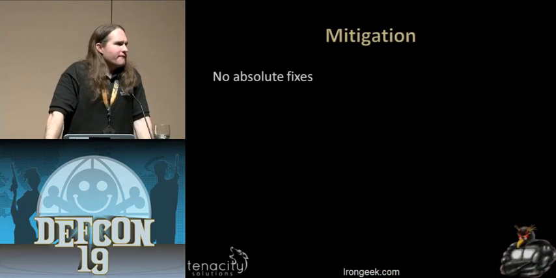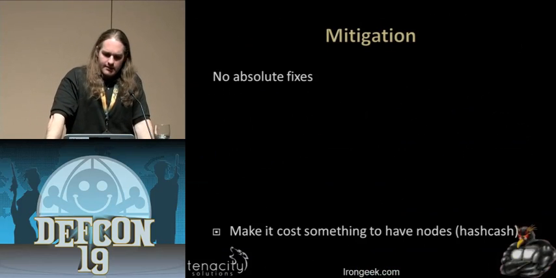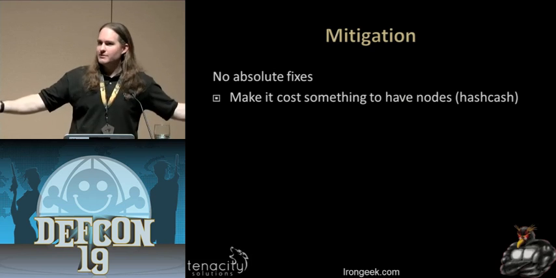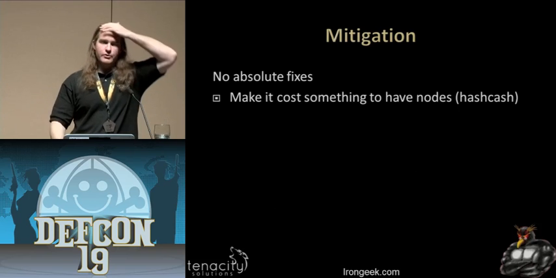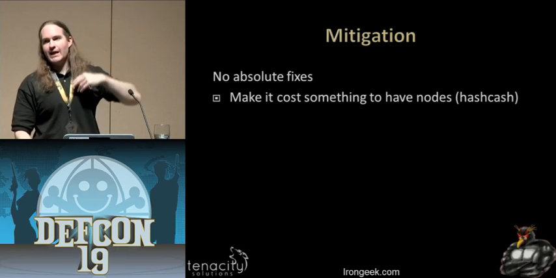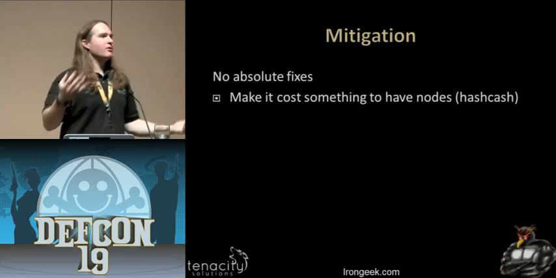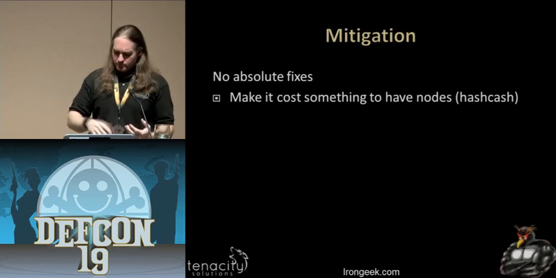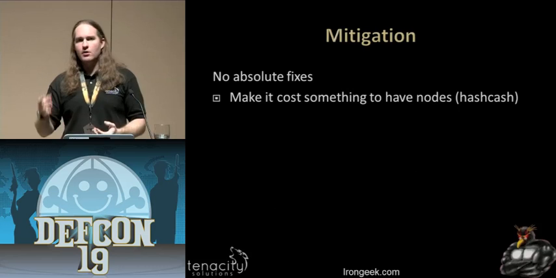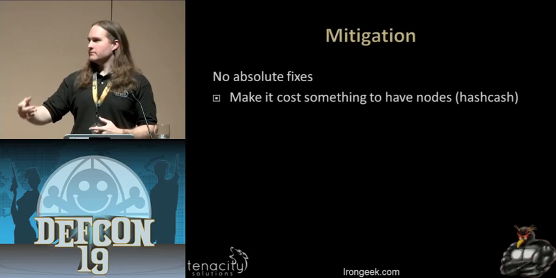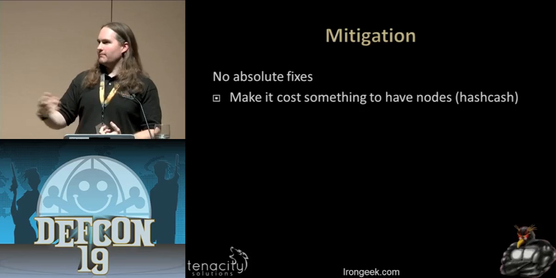Now, there's no absolute fixes out there for Sybil attacks. You can make it cost more to have nodes in the network so that someone can't spin up 5,000 nodes to try to manipulate it, using some kind of proof-of-work algorithm like hashcash. How many people are familiar with Bitcoin? Bitcoin, then, is a similar concept. You have cryptographic problems that are easy to check whether or not someone got them right, but hard to actually calculate, or take longer to calculate CPU-wise.